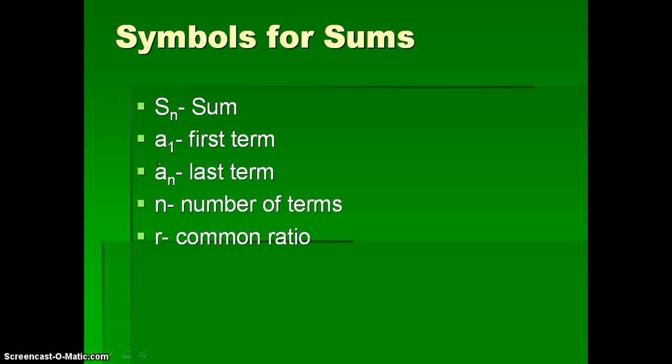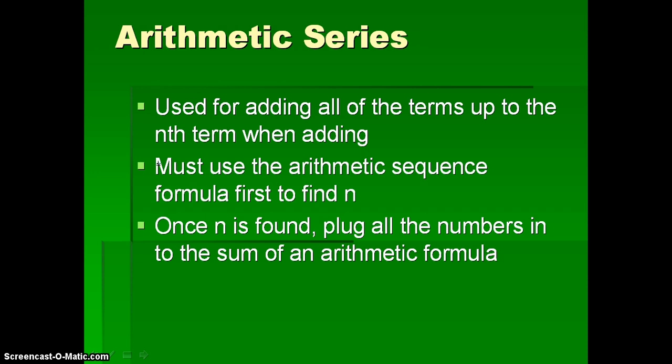All right, so here are your symbols for sums. S sub n is the sum, A sub 1 stands for your first term, A sub n is the last term, n is the number of terms, and r is the common ratio.